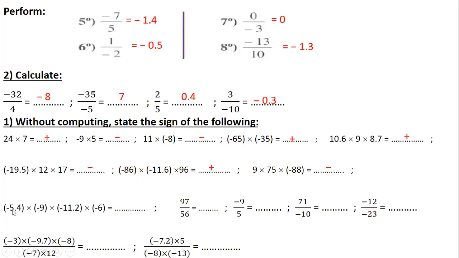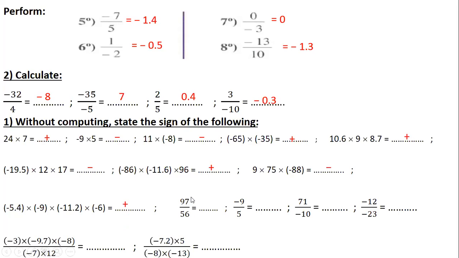Ali Basma. Yes, miss. Negative times negative, positive. Times negative, positive. Again, Ali, again. Negative times negative, positive. Times negative, negative. Times negative, positive. So the answer is positive. Thank you. Karam, yes, Karam.